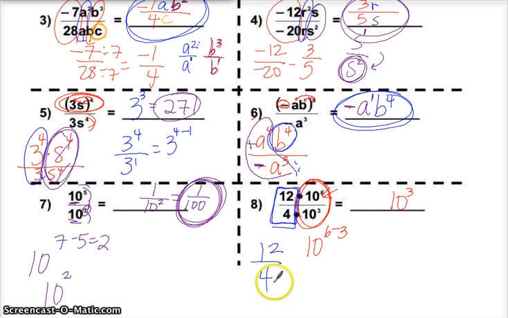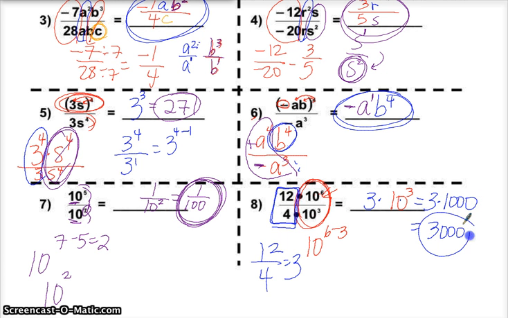Well, what is 12 divided by 4? That's equal to 3. So we have 3 times 10 to the 3rd power. So that's 3 times 1,000, which is just simply 3,000. Okay, so have a little pause. Do the back of this sheet of paper now, and then check your answers as soon as you finish.